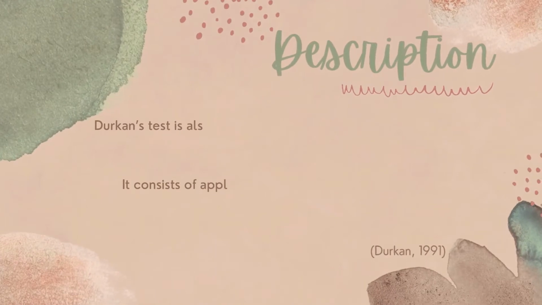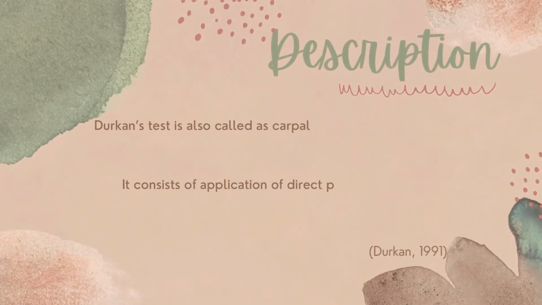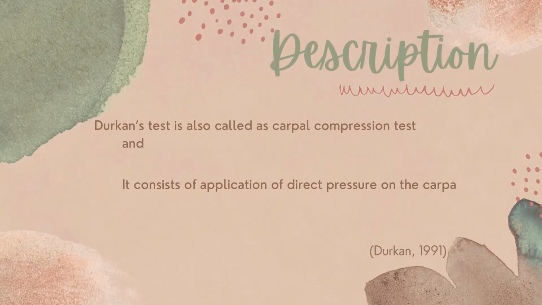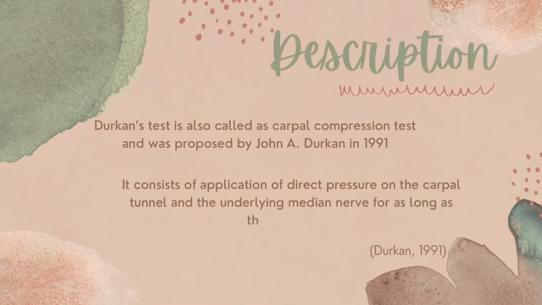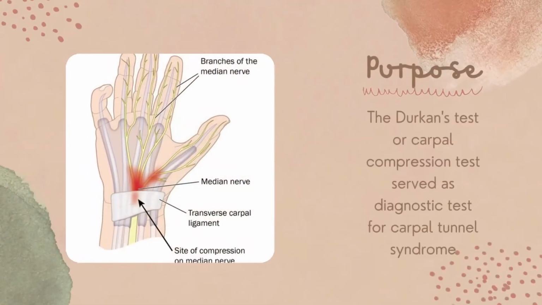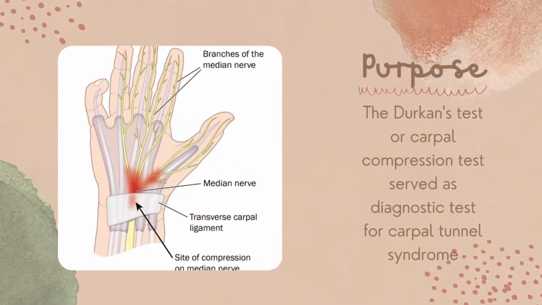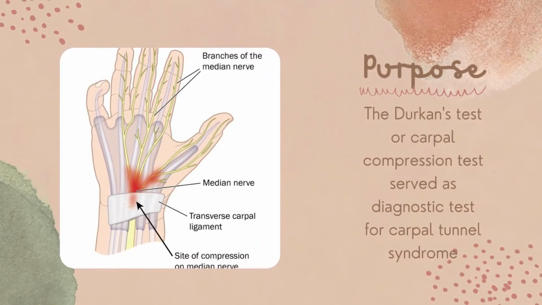Okay, so now let's look further into Durkan's test. So for the description, Durkan's test was proposed by John A. Durkan in 1991. It is also called the carpal compression test. The application consists of direct pressure on the carpal tunnel and the underlying median nerve for as long as 30 seconds. For the purpose, Durkan's test or carpal compression test serves as a diagnostic test for carpal tunnel syndrome.